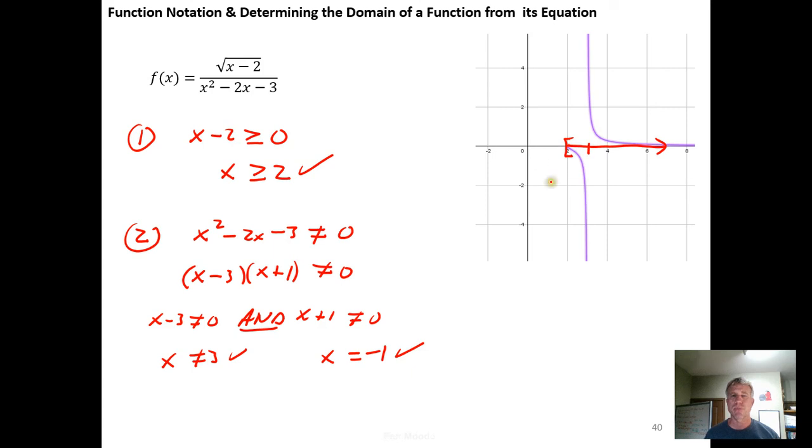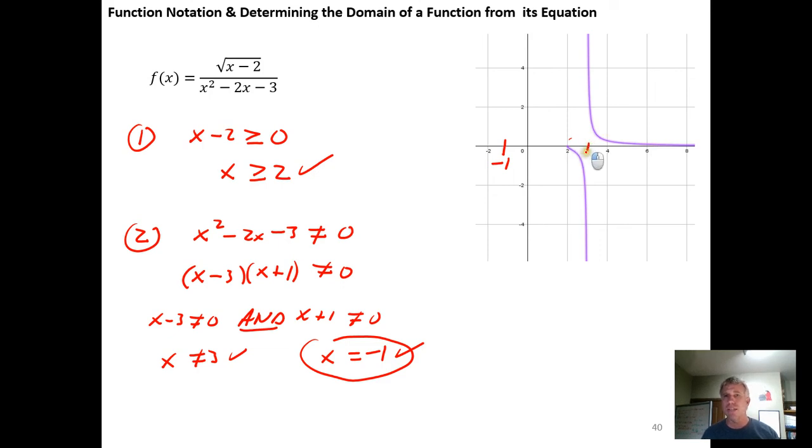That's what that tells me. So this restriction here that x can't be negative 1 really is embedded into the claim that x has to be greater than or equal to 2. Negative 1 is not greater than or equal to 2. So as long as we tell the reader that x has to be greater than or equal to 2, we've taken care of the fact that x cannot be negative 1. 3, however, is greater than 2. So 3 is a number that occurs to the right of 2.